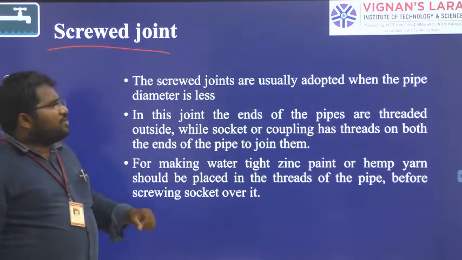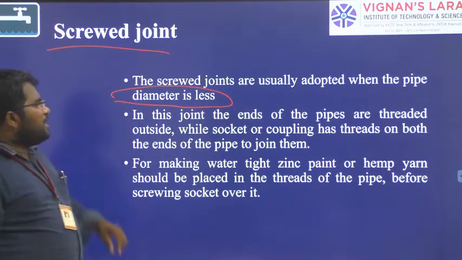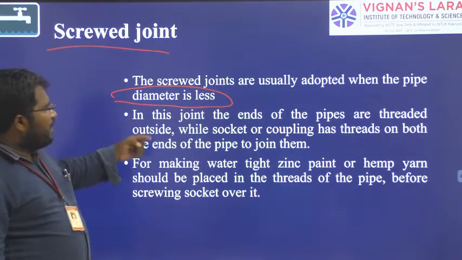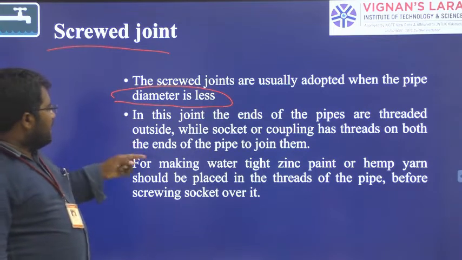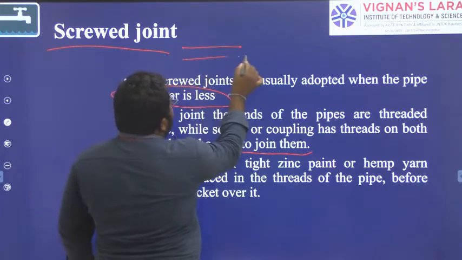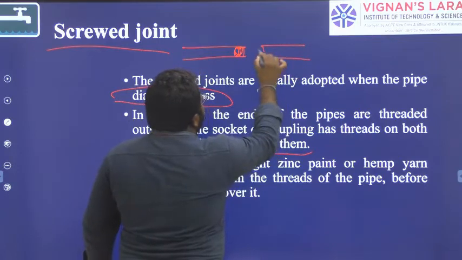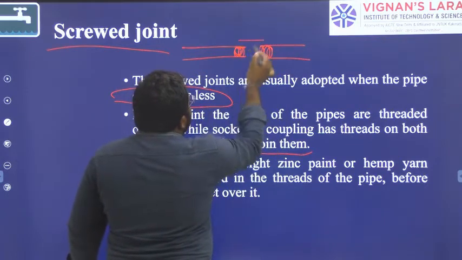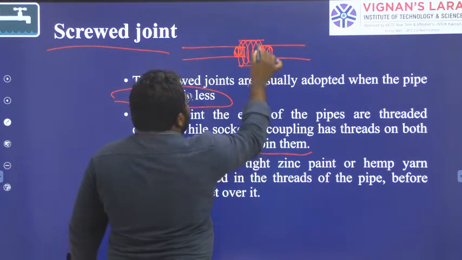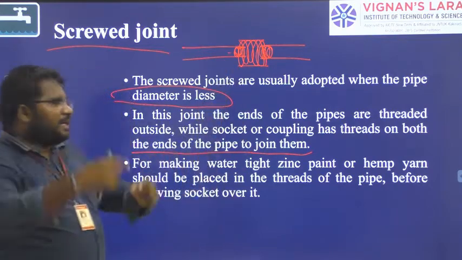Screw joints are usually adopted when the pipe diameter is very small. In this type of joint, the ends of the pipes are threaded outside, while the socket or coupling has to be threaded inside to join them, right? So one pipe will be taken and it will have threading over here. Another pipe will also be threaded at this end. Both of these will be joined by another pipe piece having an inner threaded ring. Inside threadings will be there, but these two pipes will be threaded outside.